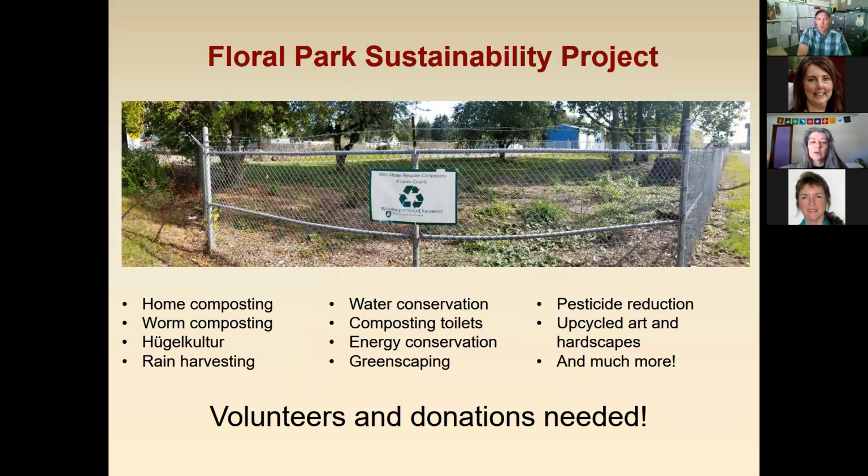So my plug again for the Floral Park Sustainability Project. This is our newest project that we're going to be working on. It's going to be a demonstration site and family-friendly park, and we're hoping to start developing this this summer. It's probably going to take a little bit of time, so we're going to need some volunteers and obviously some material donations and financial donations.